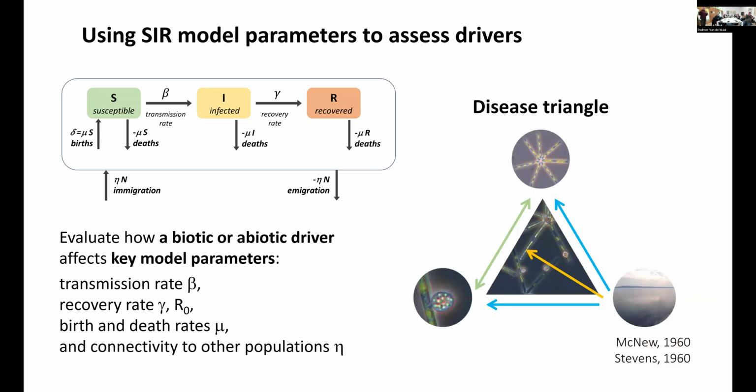And then that links very quickly to the disease triangle of these two seminal papers in the 1960s, where they already made the connection that, yes, you have the host-parasite interaction, of course, but they are also both exposed to a shared environment. This environment has a direct effect on the host and the parasite, but it also has an effect on the interaction strength of those two.